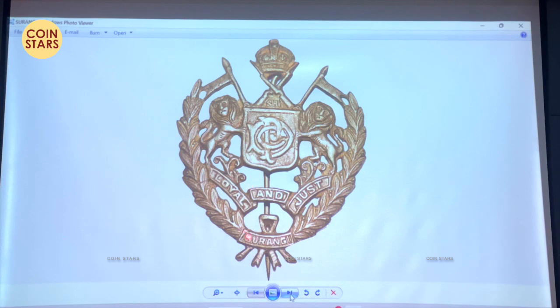Next. There is a place called Surangi, a very small place between Tamil Nadu and Andhra Pradesh. Loyal and just, and the initials of the king here. Possibly this was a zamindar.